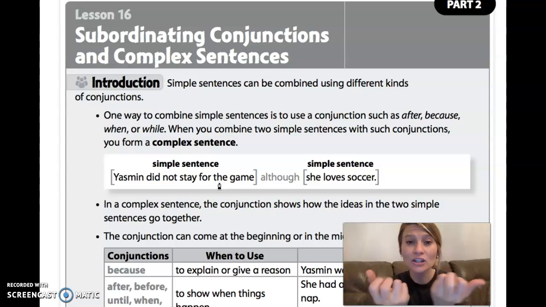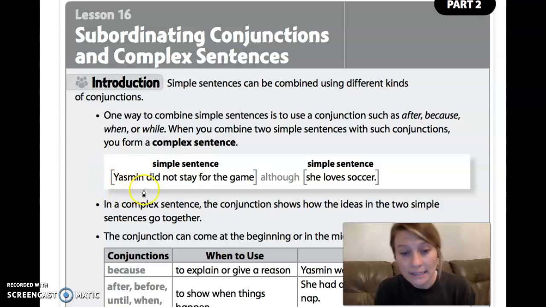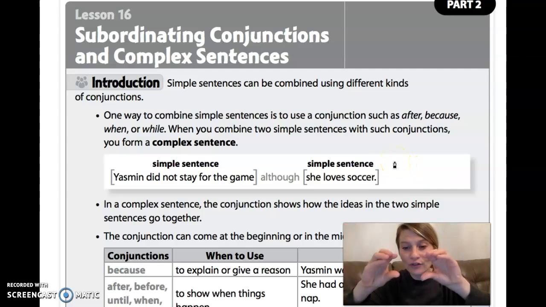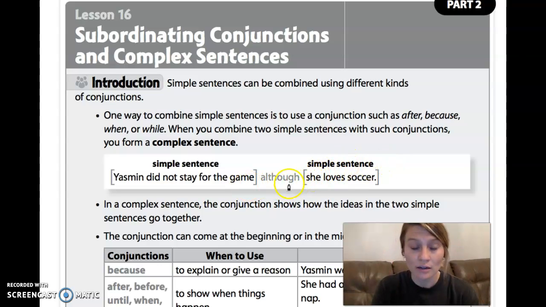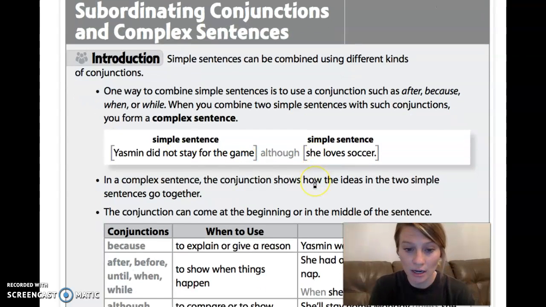If you want to connect 2 sentences together, you can use a subordinating conjunction to take both of those sentences together. For example, one sentence is here, Yasmin did not stay for the game, and another sentence is, she loves soccer. 2 sentences. But if I want to put both of those together, I can use a conjunction. Okay, Yasmin did not stay for the game, although she loves soccer.